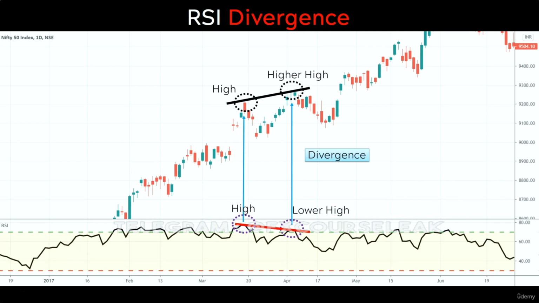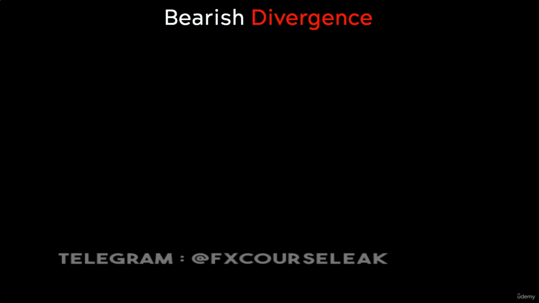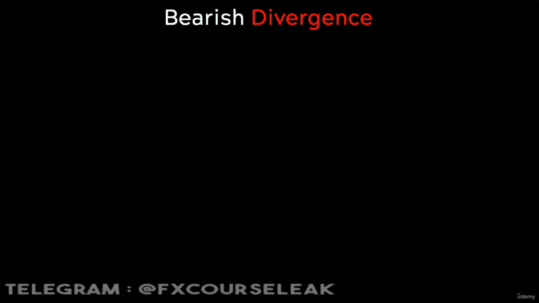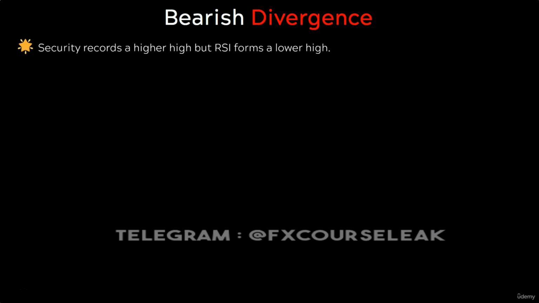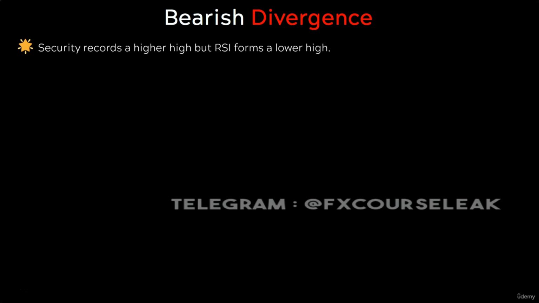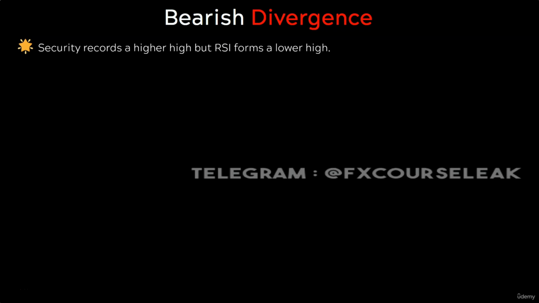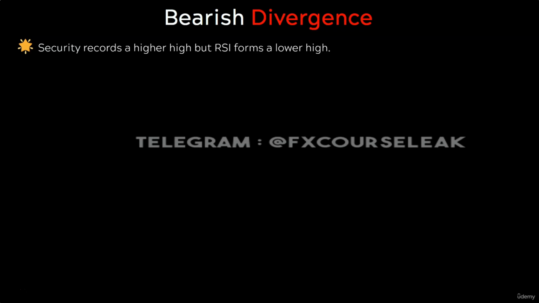So friends, with this I hope divergence identification is clear to you. Just practice locating divergences on a naked chart before you move ahead with the lecture. Next friend, divergence is classified as bullish divergence and bearish divergence. Let's first see what is bearish divergence.